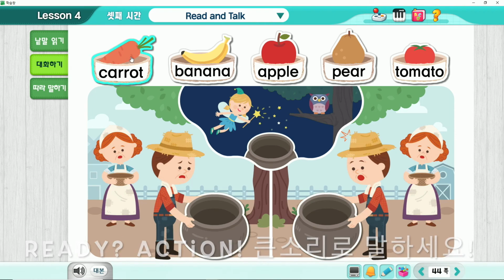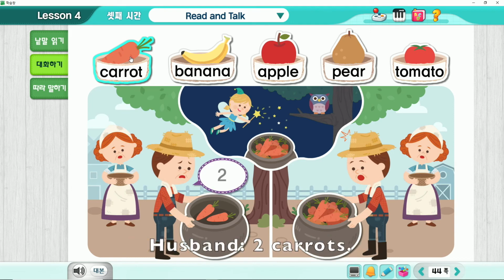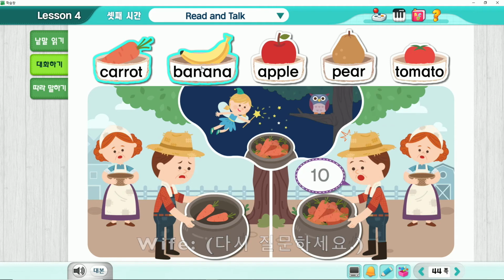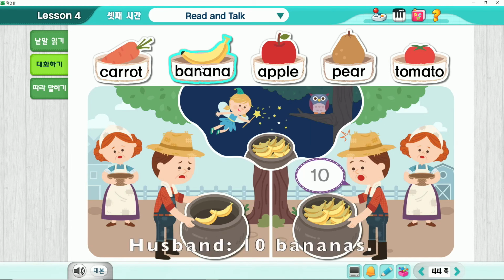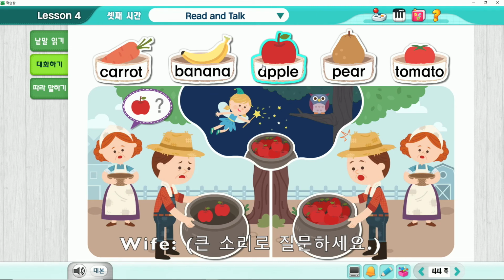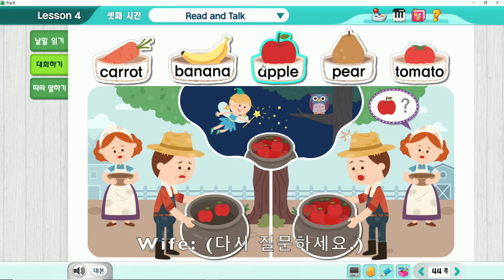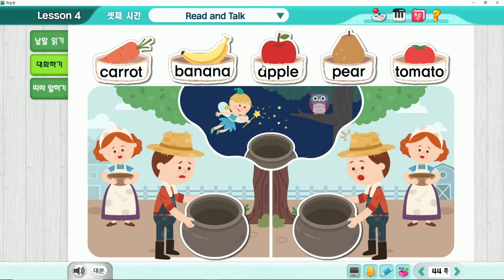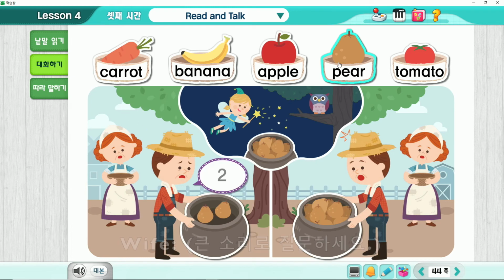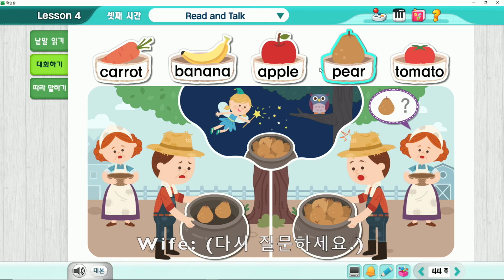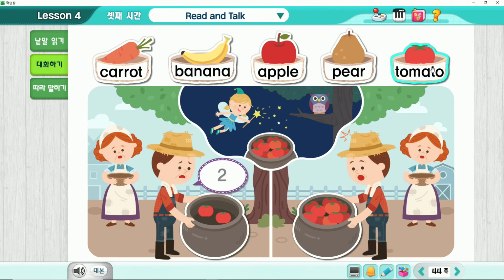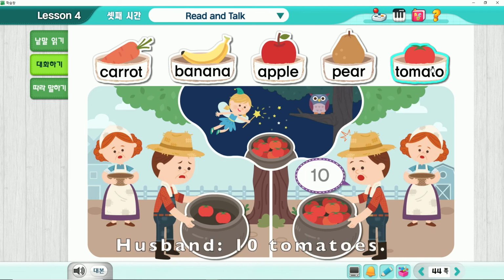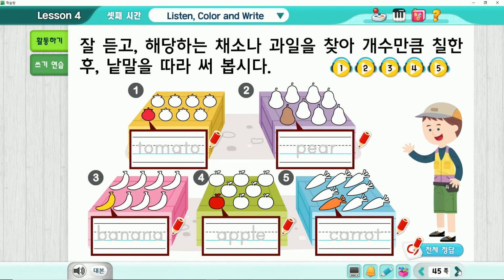Ready? Question. 2 carrots. 10 carrots. 2 bananas. 10 bananas. 2 apples. 10 apples. 2 pears. 10 pears. 2 tomatoes. 10 tomatoes. Good job.